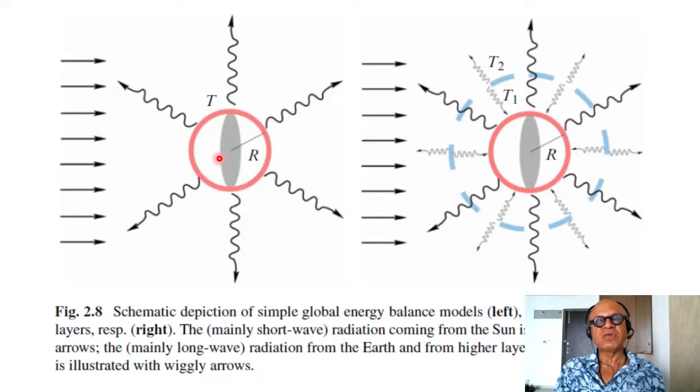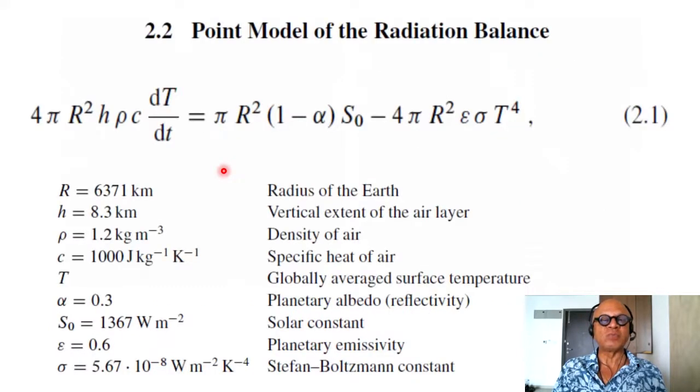Emissivity doesn't have to be 1. If it's a gray body instead of a black body as shown by this color, then it has an emissivity or absorptivity, and we know what a realistic range of emissivity should be. So keeping all that in mind, let's look at a point model of the radiation balance.